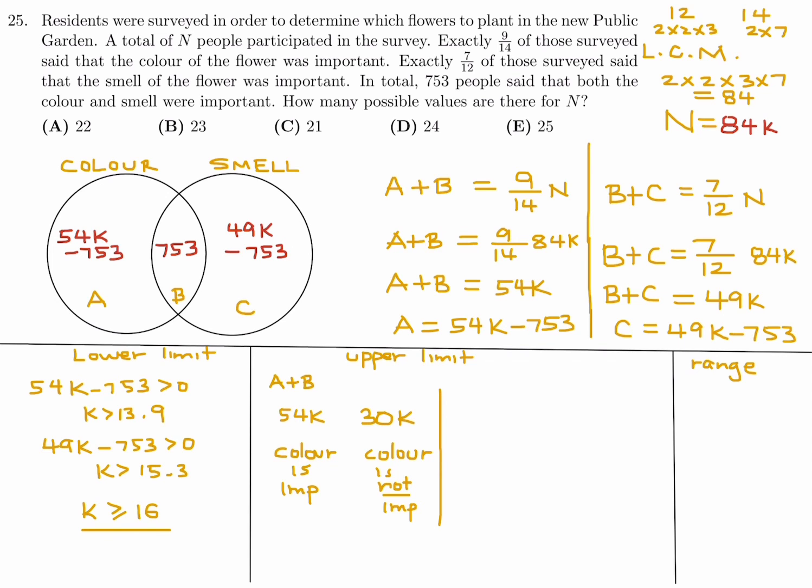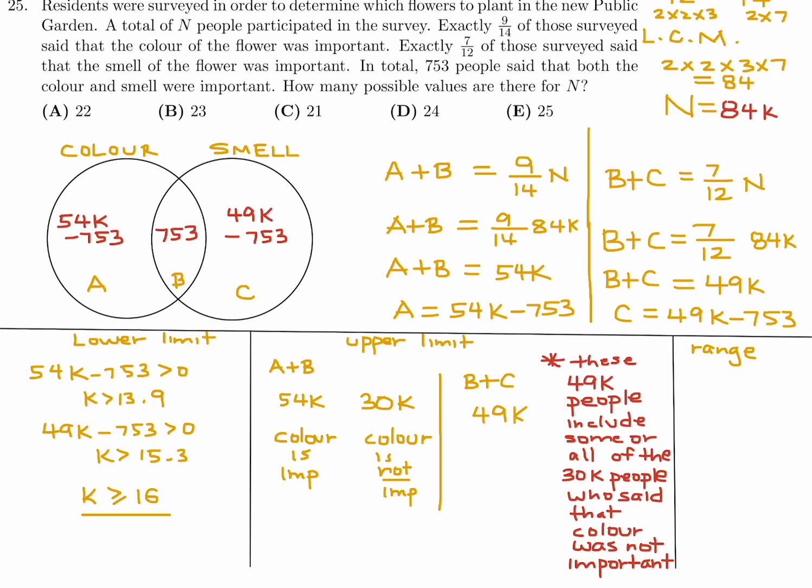Now let's turn our attention to this part right here, which is the people in the smell category. They are basically the people of B plus C, and that is 49k. Now, these 49k people include some or all of these 30k people. So let me write that out because that's an important point. These 49k people include some or all of the 30k people who said that color was not important.